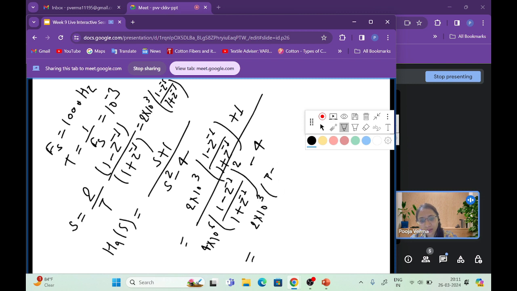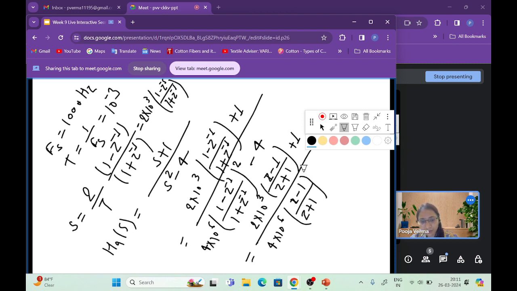Okay, we can write it in this form also, by taking z out from this, from the lower also: (z minus 1) over (z plus 1), and 4 into 10 to the power 6 times ((z minus 1) over (z plus 1)) whole square, minus 4. Okay, so this is the equation.